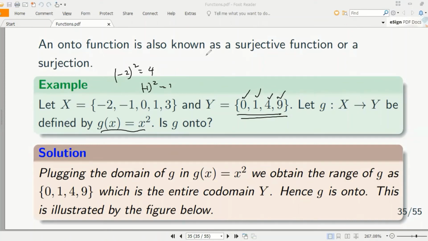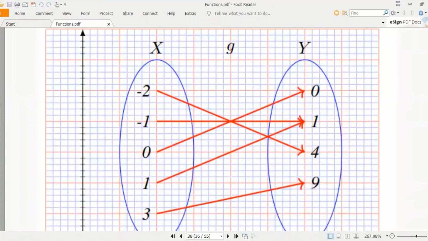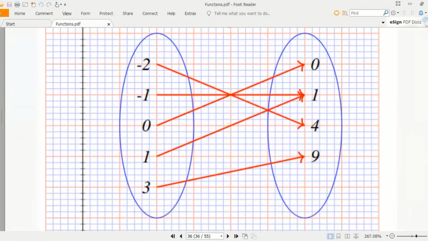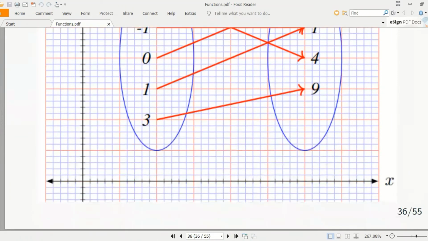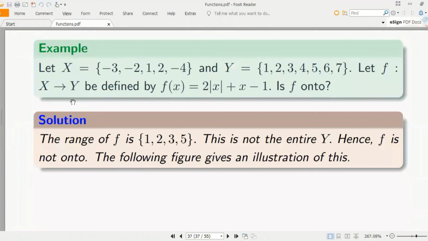I will then explain using a diagram, and my diagram is here, and we watch my diagram. I will explain using my diagram. This is how it is. Now, let's look at this: is f onto? This is X, and this is Y, and f is defined by this.